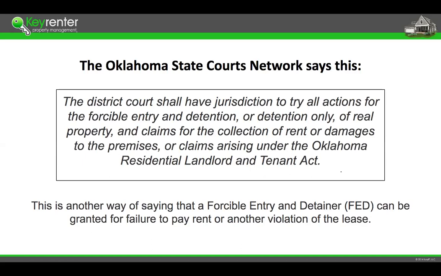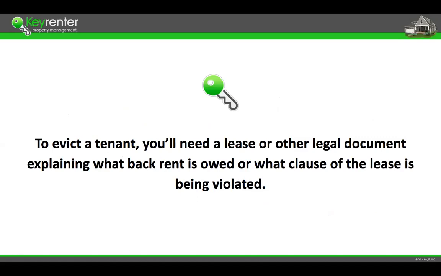The OSCN, the Oklahoma State Courts Network, says the district court shall have jurisdiction to try all actions for the forcible entry and detention or detention only of real property, and claims for the collection of rent or damages to the premises, or claims arising under the Oklahoma Residential Landlord and Tenant Act. So all of that is to say a forcible entry and detainer, an FED, can be granted for failure to pay rent or another violation of the lease. So there it says claims for the collection of rent or damages to the premises, or claims arising under the Oklahoma Residential Landlord and Tenant Act.